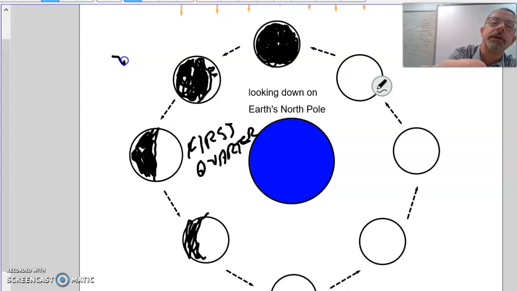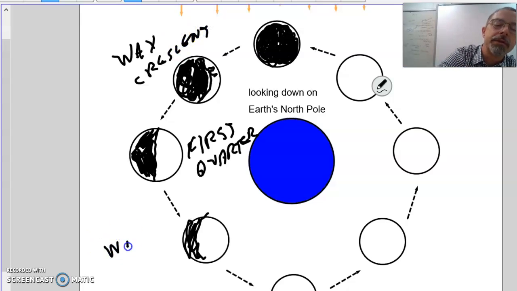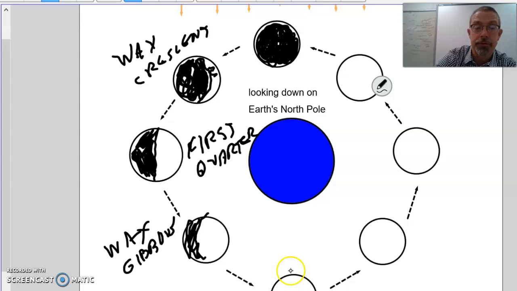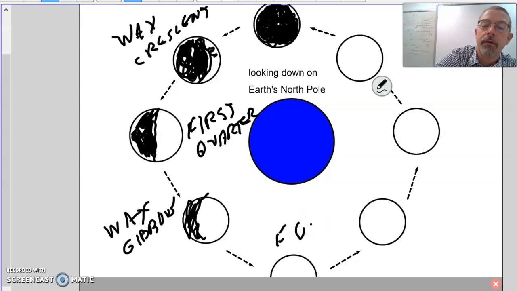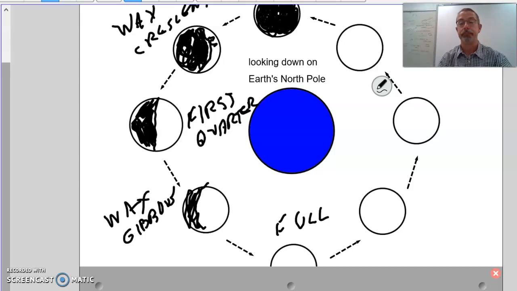Okay, let's name these here. Waxing crescent. There's going to be a waxing gibbous. And now halfway through the cycle here, we're at a full moon. So I'm going to have the whole portion here that is illuminated down here. That's going to be a full moon.